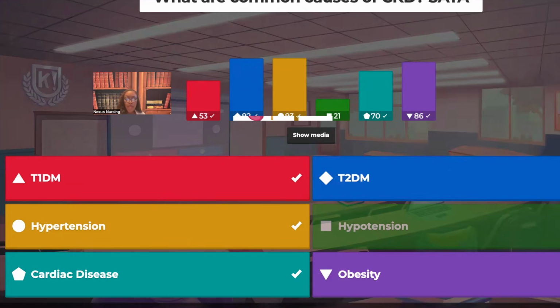Okay. I'm happy that only 21 of you guys went with hypotension. So, common causes of chronic kidney disease: type 1 or type 2 diabetes. Diabetes, whether it's one or two, is a risk factor. High blood pressure, risk factor. Heart disease, atherosclerosis, risk factor. Obesity, risk factor. What are some other risk factors? Aging, being older than 60 years old, family history of chronic kidney disease, being Black or Latino. Those are all risk factors that you need to be aware of, okay?